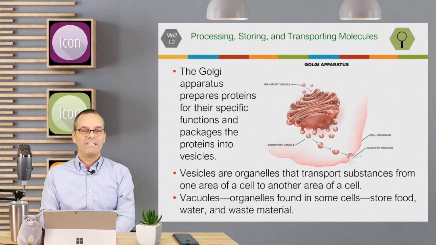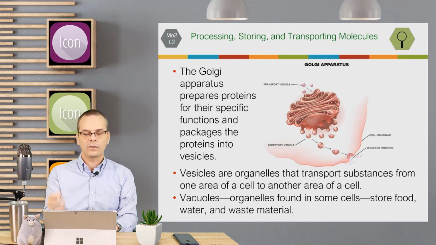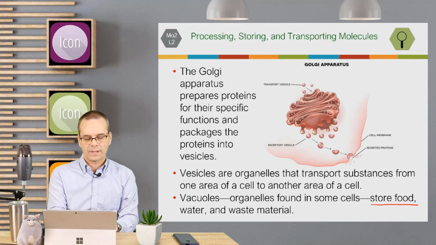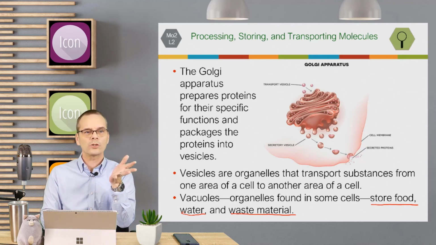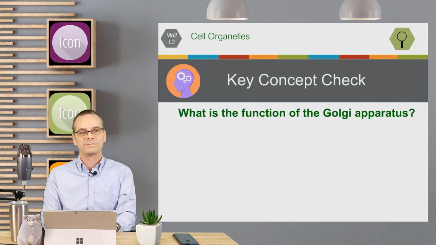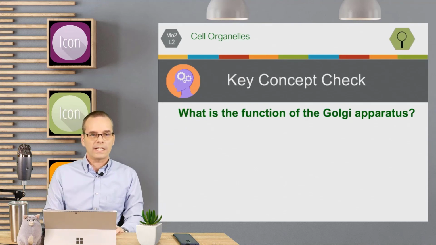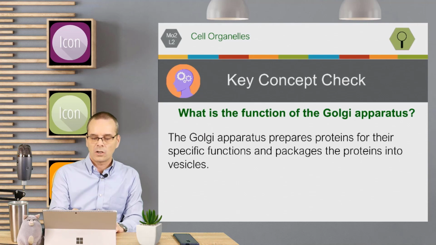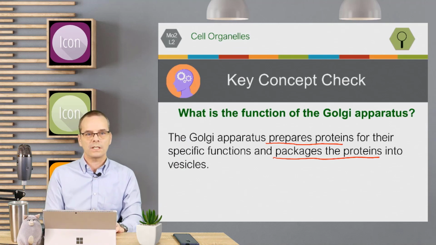And vacuoles are organelles found in some cells, and that's where they store things. Water, food, waste material. So vacuoles are kind of like storage areas or trash cans inside the cell. So, knowing that, what is the function of a Golgi apparatus? Well, a Golgi apparatus prepares proteins and packages proteins. That's what a Golgi apparatus is for. It's to prepare and package the proteins.